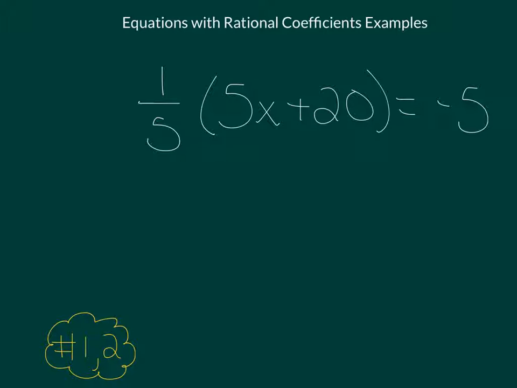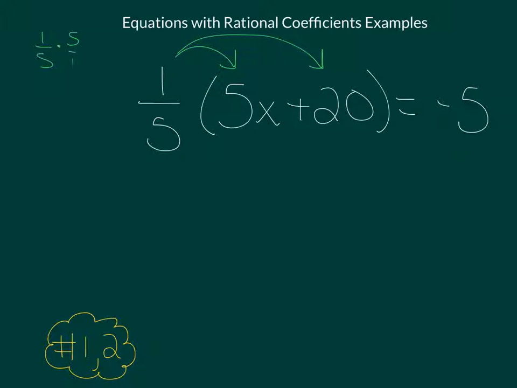All right, so this first one, what do we notice here? Same like any other equation. We look for distributive property, and I see distributive property, right? I've got 1/5 times (5x plus 20). So we're going to take this and we're going to do 1/5 times 5 and 1/5 times 20, okay? So what is 1/5 times 5?